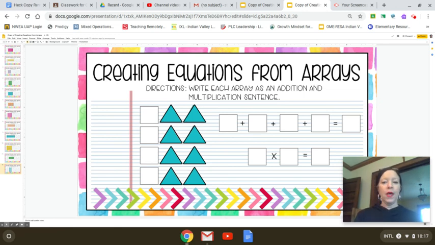Hopefully, you learned how to write, what was that big old word again that we were writing? Equations from arrays. Hopefully, you were writing equations, either addition, repeated addition equations, or multiplication equations to go with our arrays. Hope that you got what you were supposed to get and are learning, learning, learning.